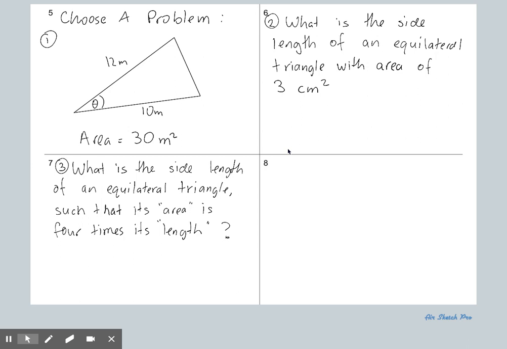And question 3, what is the side length of an equilateral triangle such that its "area", I'll tell you why I put it in air quotes, is 4 times its length. The reason is that area is a 2-dimensional thing, length is 1 dimension. You can't say a 2D thing is 4 times a 1D thing because they're different dimensions. So I really mean that the number that's the area is 4 times the number that's the length. Like if it was a side length of 1, then the area would be 4. That kind of makes sense?